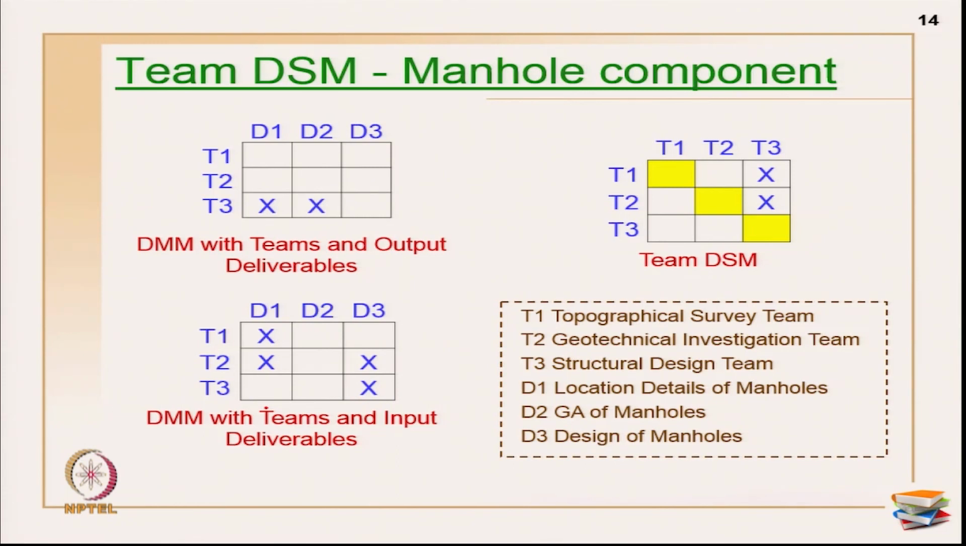Okay. So, now if you see here, I am going to form a team DSM. Now, I have not used all my X marks here, I will tell you that also later. So, T3 is releasing an output called D1, which is required by T1 and T2. So, T3 is actually having a dependency relationship on information with T1 and T2. Okay. So, this DSM is done.